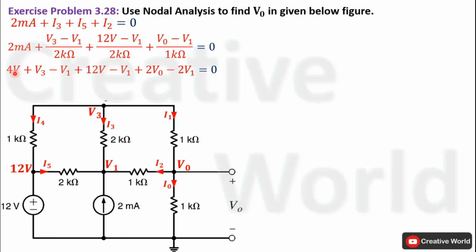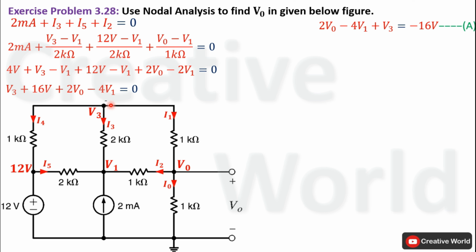Now add constants together and values having the same variables together. The equation will become V3 plus 16 volt plus 2V0 minus 4V1. The sum of 12 volt and 4 will become 16 volt. The sum of minus V1 and minus 2V1 will become minus 4V1. Now we have to rearrange this equation and place this constant on the other side of the equal sign. The equation will become 2V0 minus 4V1 plus V3 equal to minus 16 volt. We cannot further solve this equation, so leave it for now and label it as equation A. It is the first node voltage equation of this network.